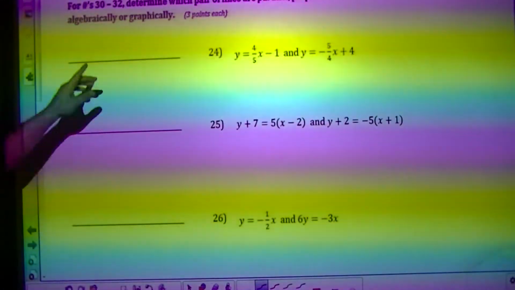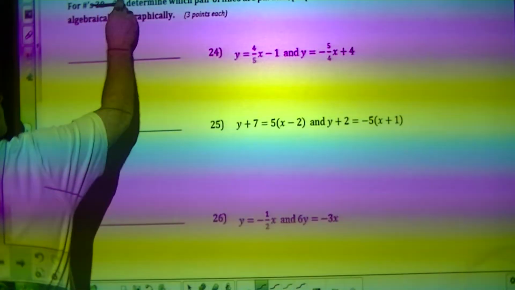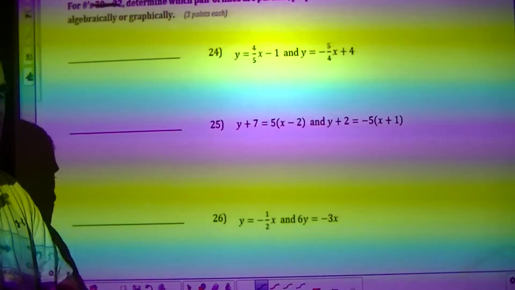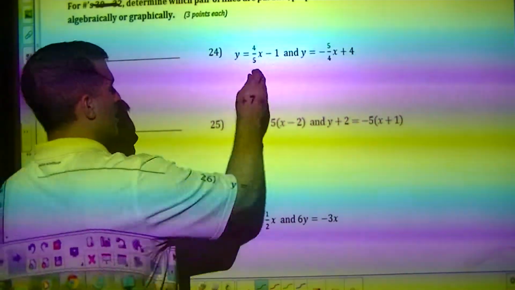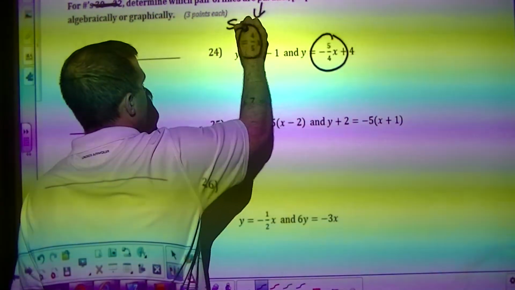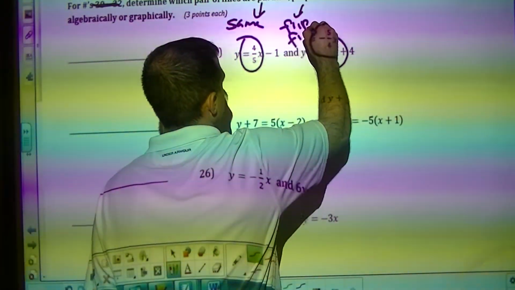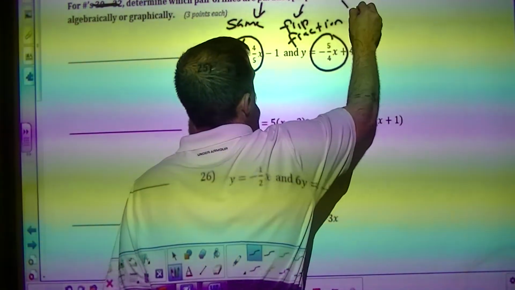Okay, last set here. For these, I know the directions aren't right there, but this should be for 24 through 26. We're going to determine which ones are parallel or perpendicular. Now, these are already in y equals. Now for parallel, they got to be the same. Perpendicular, you got to flip the fraction and have opposite sign.